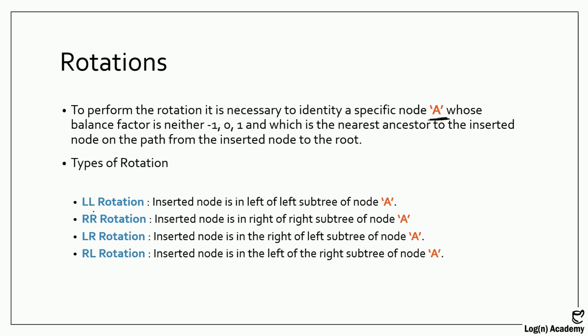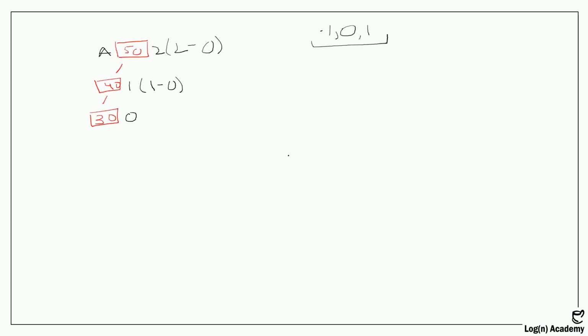So what is L rotation? L rotation says the inserted node is in the left of the left subtree of node A. Now what is this? Let's look at this picture again. We inserted 30, we inserted 40, so both these nodes are on the left side of this tree. On the left hand side of 50 we inserted 40, on the left hand side of 40 we inserted 30. So it is LL, right?